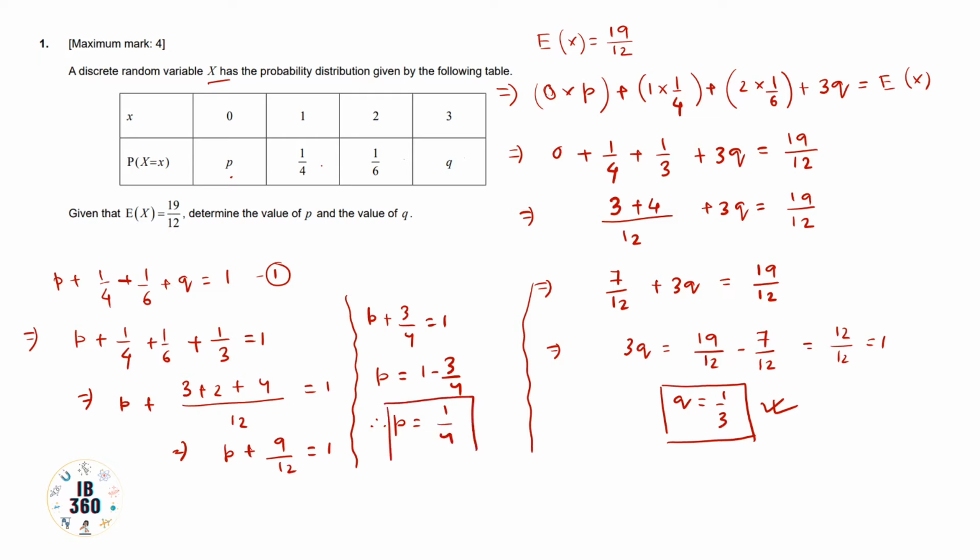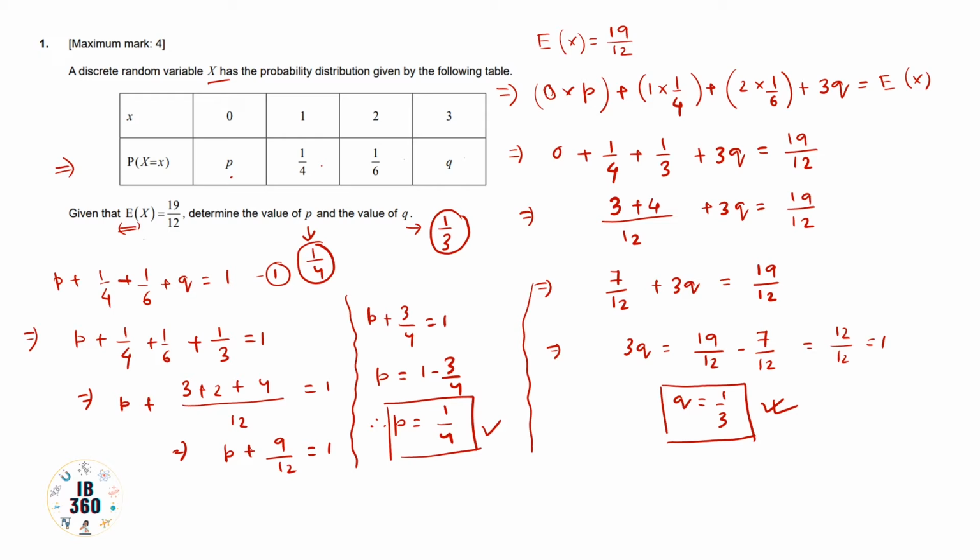So we have all the values. p equals 1 by 4 and q equals 1 by 3. So the first question is done. It was a very easy question if you know the expectation and the distribution, then you can get the following result.